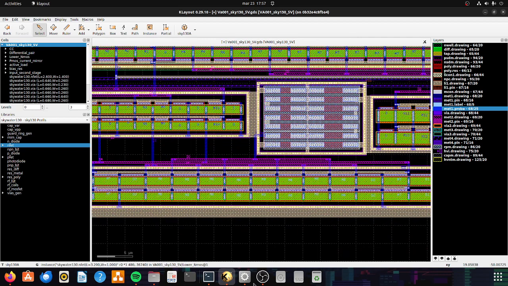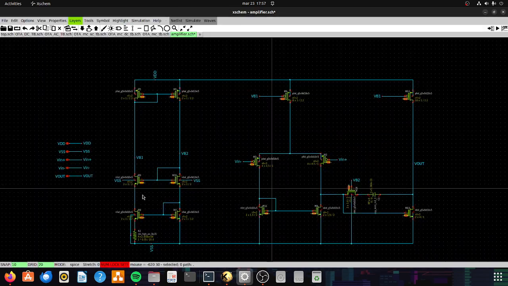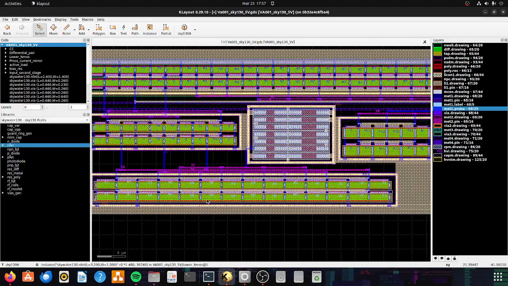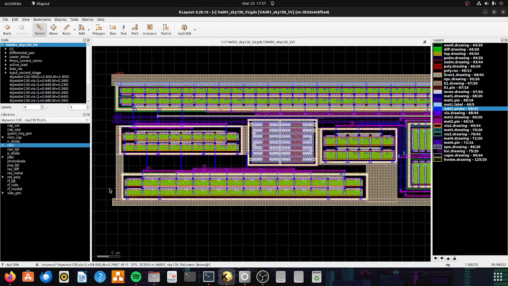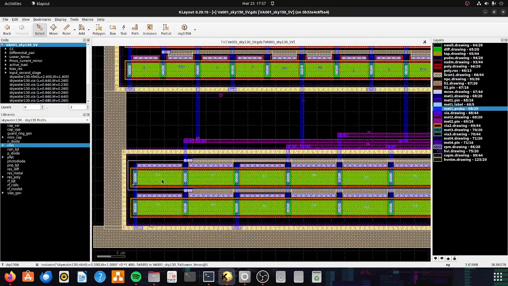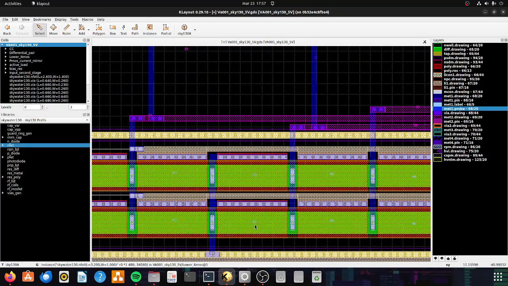Here I'm going to call this a current mirror, but this is not exactly a current mirror. This is a current mirror with a ratio of 4. Again, interdigitation. The transistors that have the drain connected to the gate are put in the corners, and the other transistors are put in the middle. In this case, we have two dummy types. We have these dummies and we have these dummies.